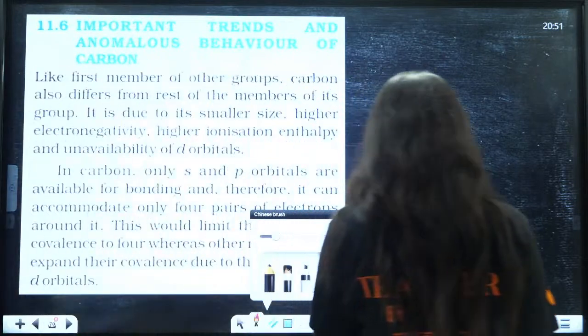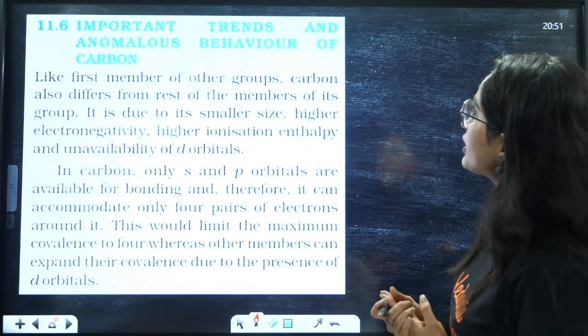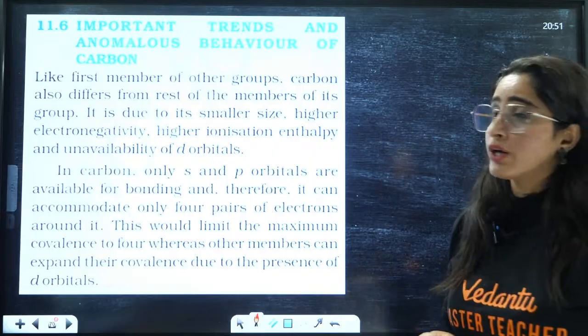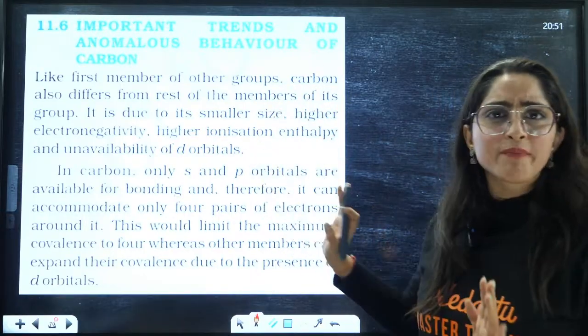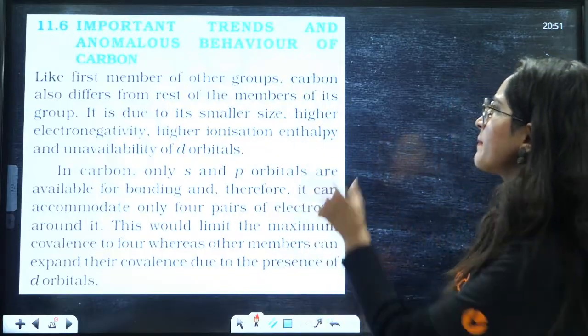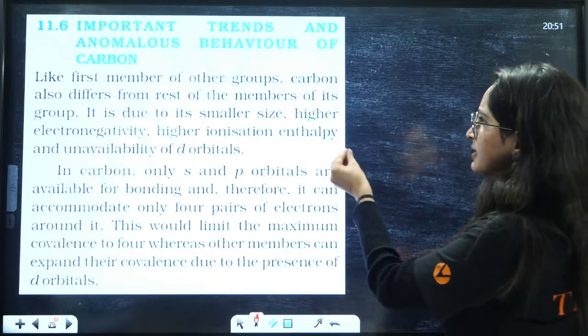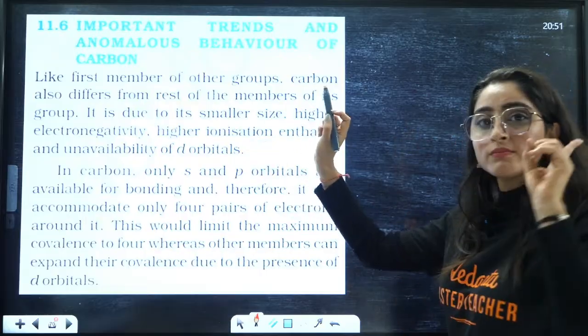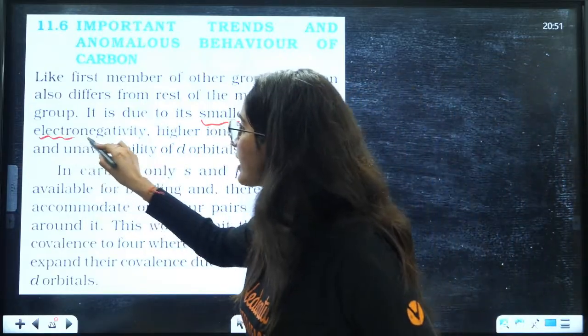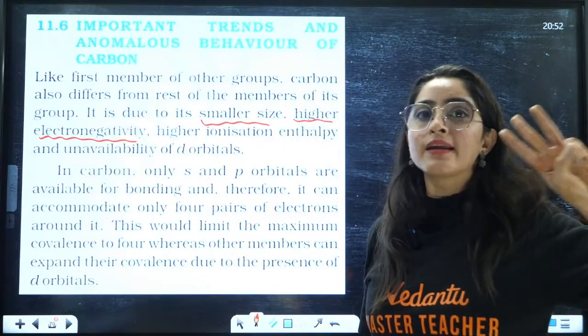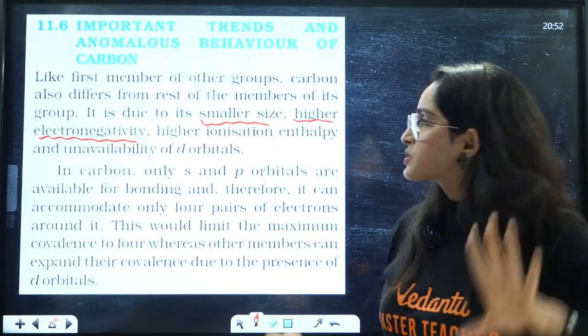Next are the important trends and anomalous behavior of carbon. This is the same as boron. The same things are repeated here. Carbon, the first member of the group, also differs from the rest of the members. It is due to the same things: smaller size, higher electronegativity. These reasons you will always see in all the groups.